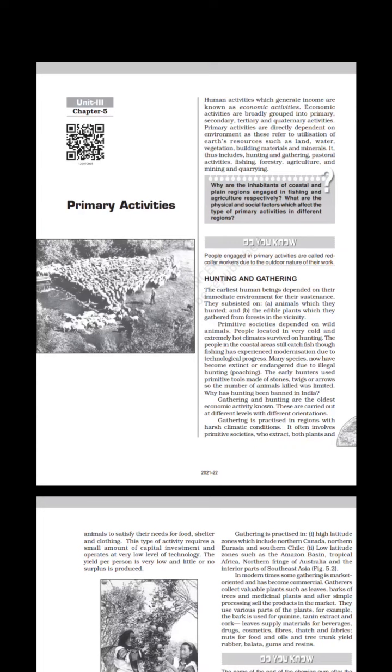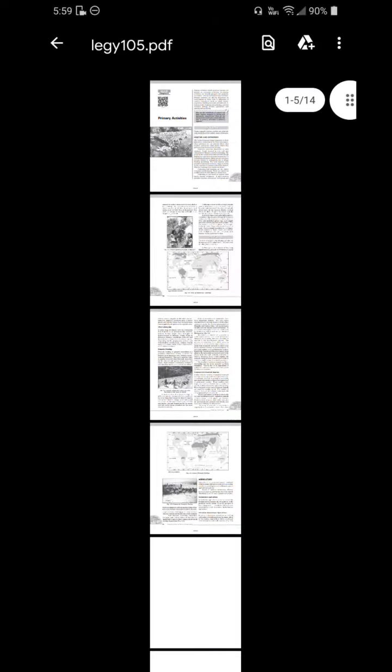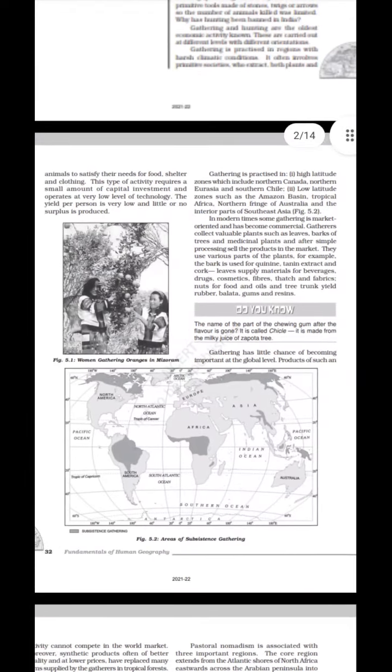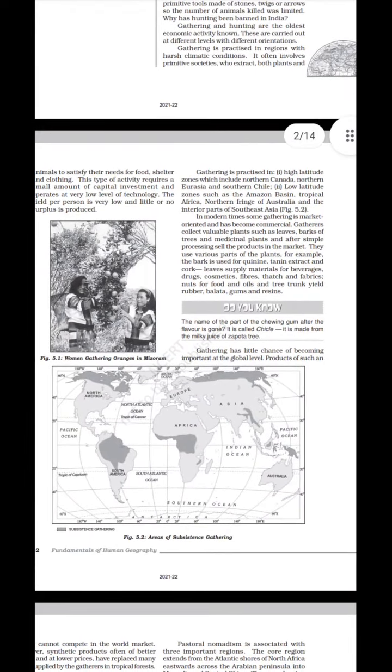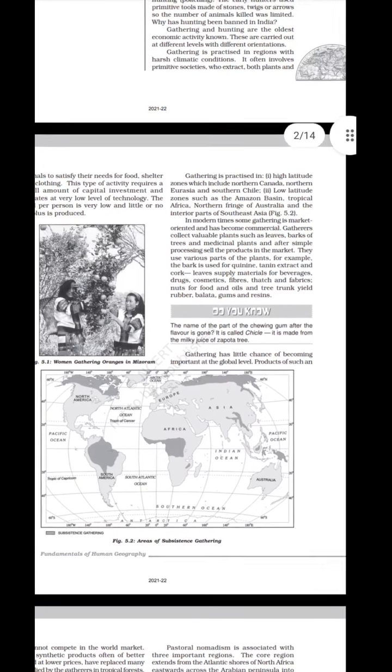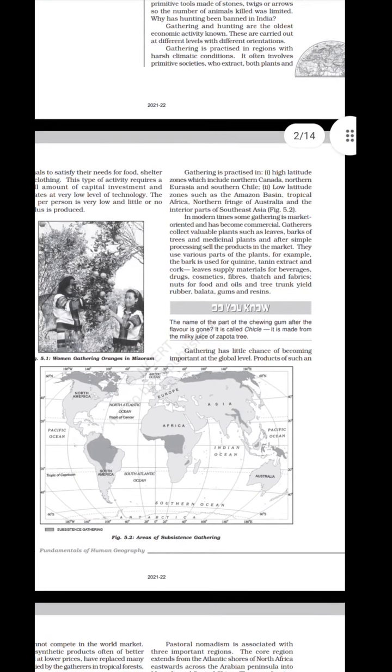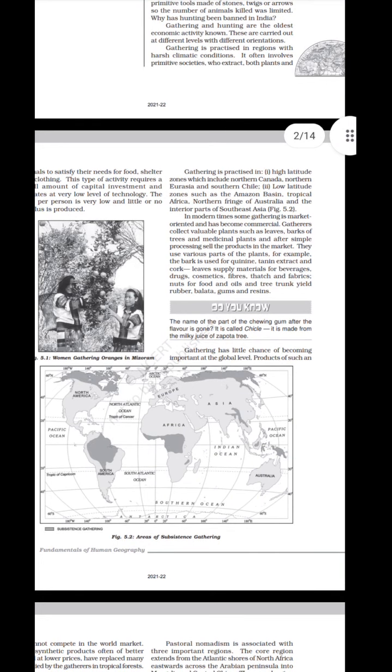Gathering and hunting are the oldest economic activity known. These are carried out at different levels with different orientations. Gathering is practiced in regions with harsh climatic conditions. It often involves primitive societies who extract both plants and animals to satisfy their needs for food, shelter, and clothing. This type of activity requires a small amount of capital investment and operates at very low level of technology. The yield per person is very low and little or no surplus is produced.